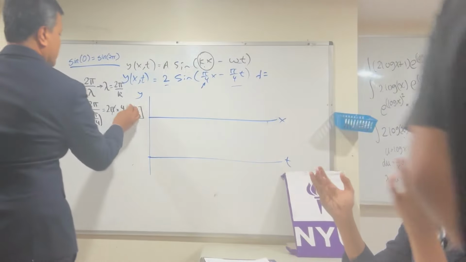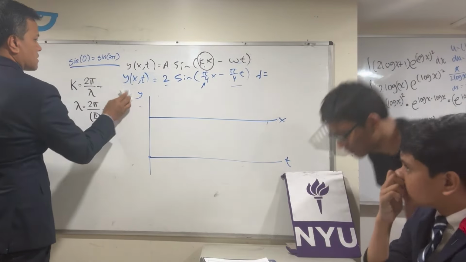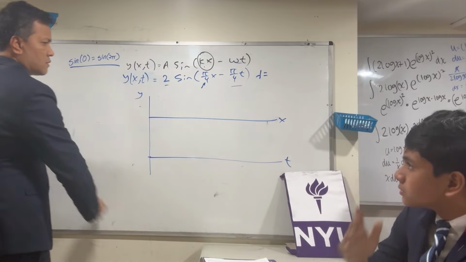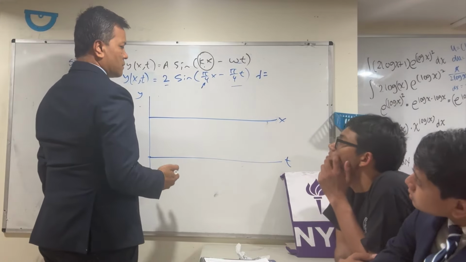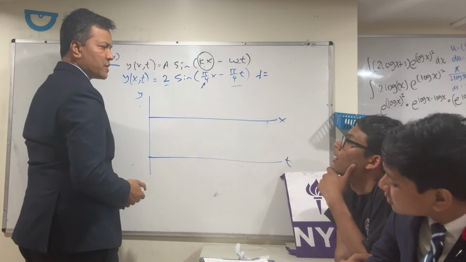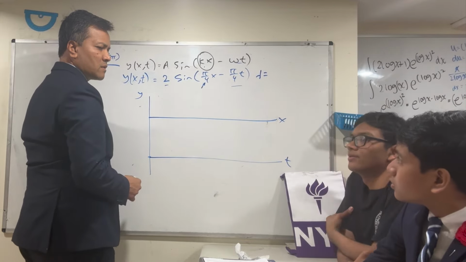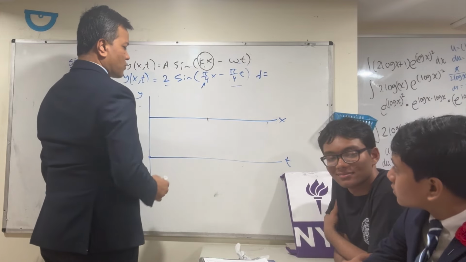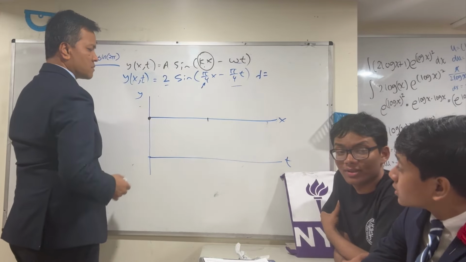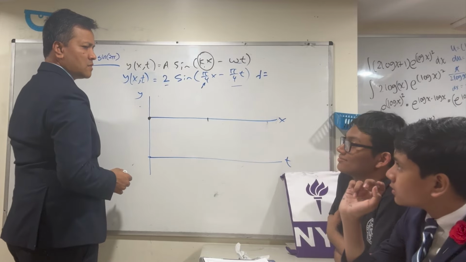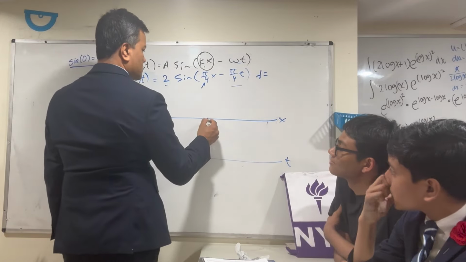Okay. Pretty good. Let's try and get the right answer. So what are we going to do with the wavelength? We need to draw. How many points do you need to draw one cycle? 5. What is the first point? What is the last point? 0 and 8.